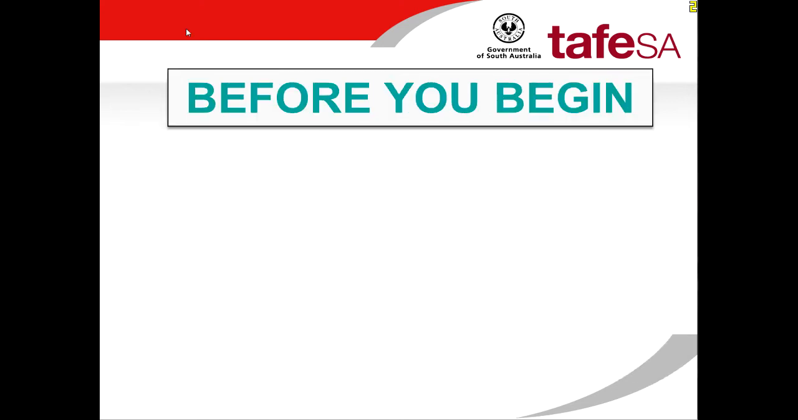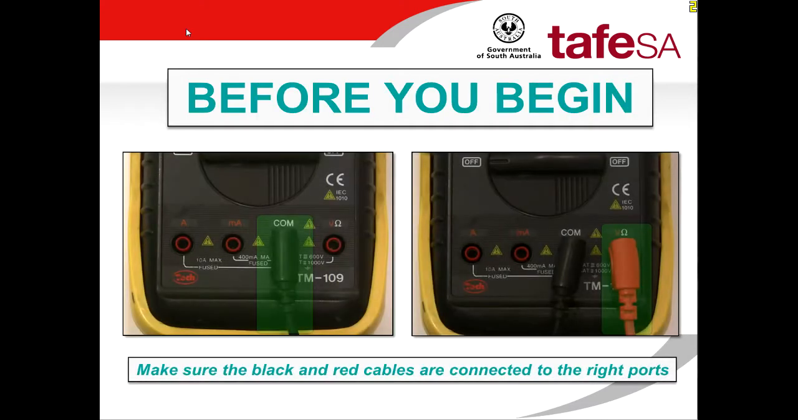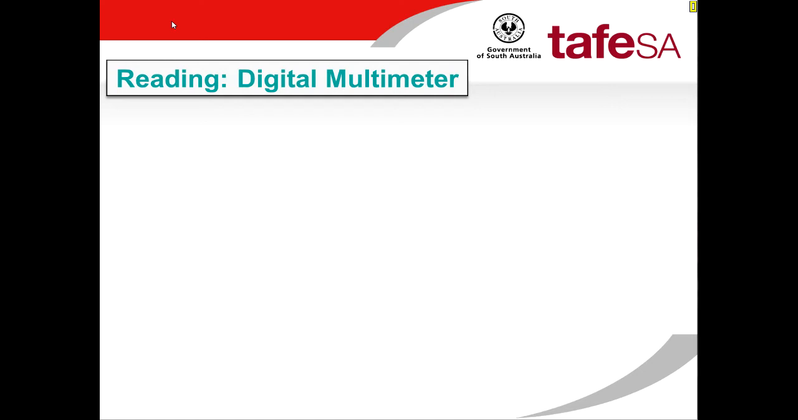Before we learn how to read a multimeter, we must first make sure that the cables are connected to the right ports. The black cable, the negative, is always connected to the COM or common port, and the red cable, which is the positive, will be connected to the terminal of which you want to take a reading of. In this picture, we can see that this cable is in the correct position to take a reading for volts or resistance. If you were to take a reading for current, you'll be connecting it to one of these two ports.